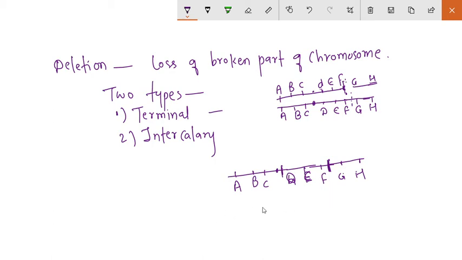And due to that, what happens? When there is pairing, one is the normal chromosome, that is A, B, C, then D, E, F, G, and H. But at the time of pairing, what happened? This part is lost.